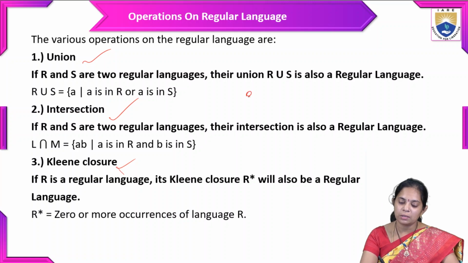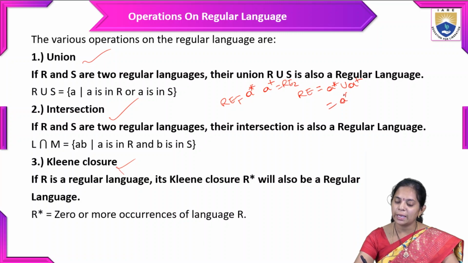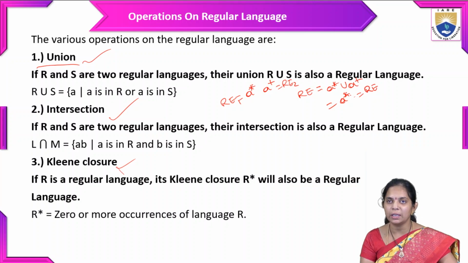Suppose here a star is there and a plus is there. So these are the two regular expressions. This is one regular expression and this is one regular expression. If you combine these two, we get a regular expression, that is a star union a plus. So what it indicates is that in this union we will get a star. So this a star is also a regular expression. So this union operation leads to a regular expression as a result.